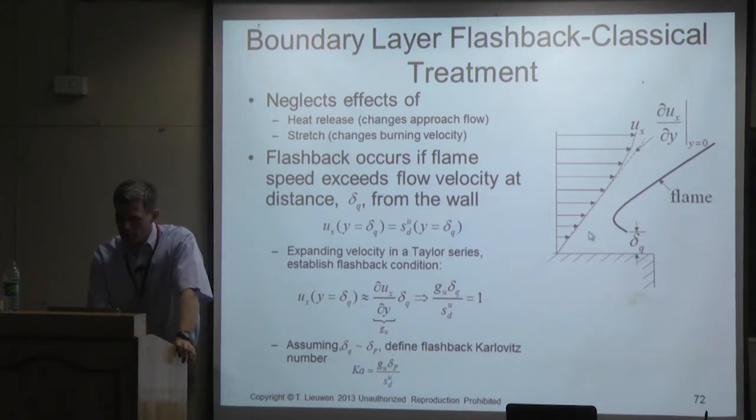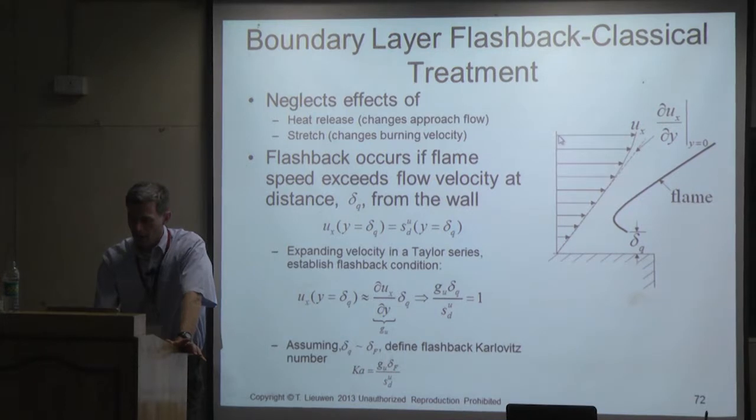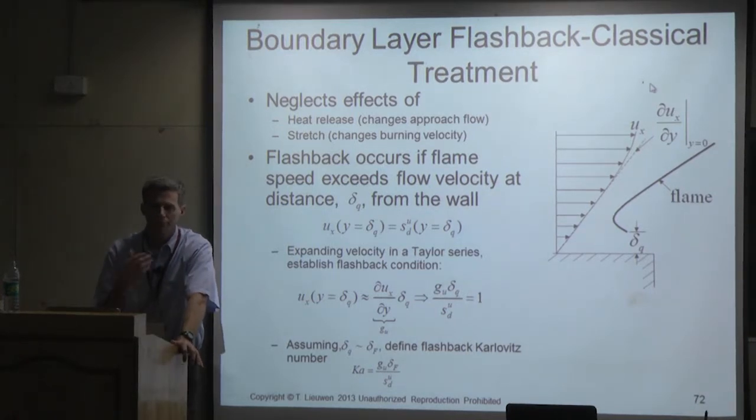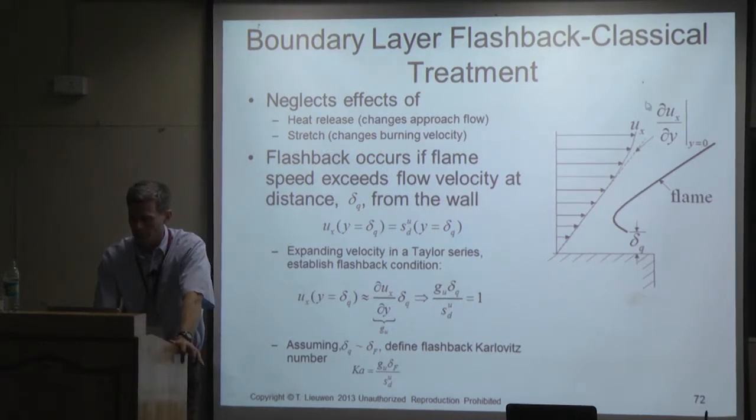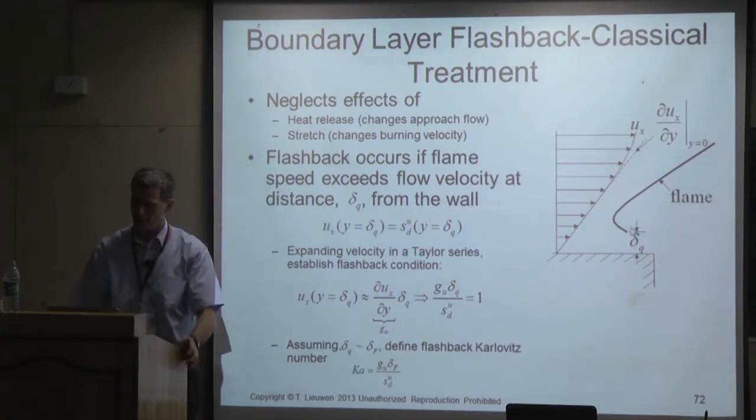Just to illustrate that, here is a picture where the flow is going left to right, and this is the axial velocity. It goes to zero at the wall, and then it increases away from the wall. If it's a turbulent flow anyway, it'll reach some average value. The slope of this velocity gradient, dux by dy, which sets the wall shear stress, is indicated by this dashed line. And then here's your flame.